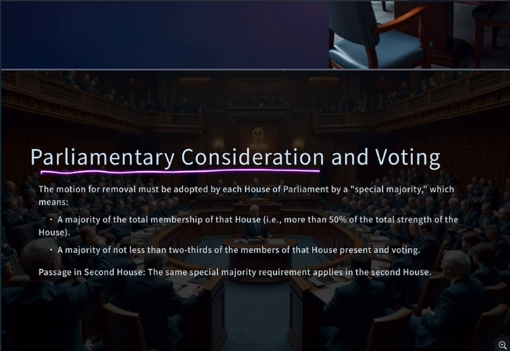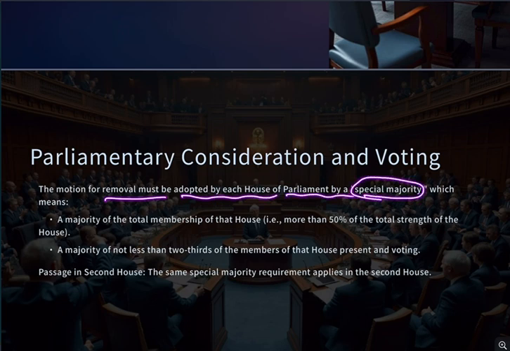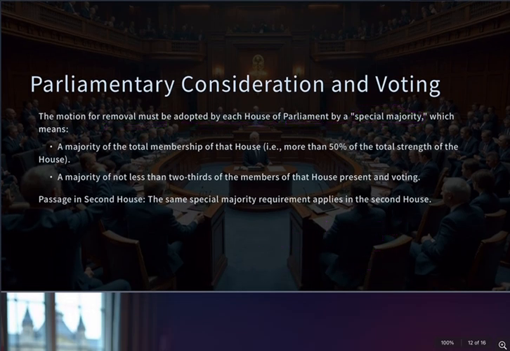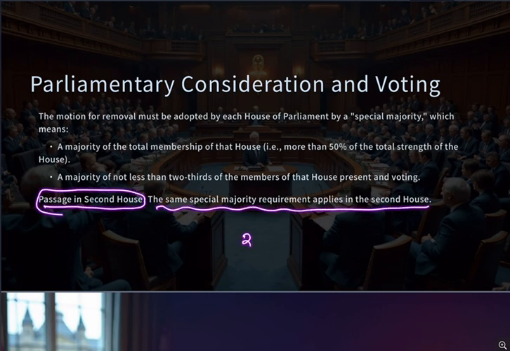Next, parliamentary consideration and voting. The motion for removal must be adopted by each house of Parliament with a special majority. That majority is more than 2/3 of the members present and voting, and it must also be more than 50% of the total strength of the house. If the first house passes it with that majority, it goes to the second house, which also has to pass it with a special majority of 2/3 of those present and voting, which must be more than 50% of the strength of the house.